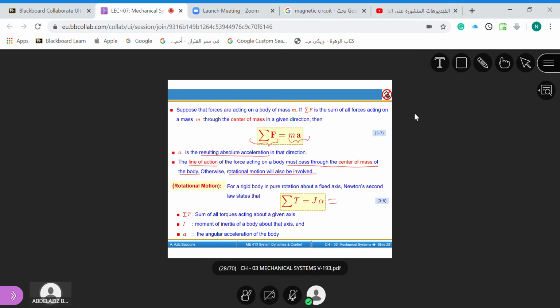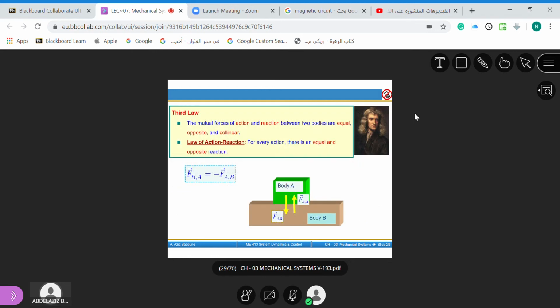Some textbooks use I times alpha. It's the same thing. Or I times theta double dot. Here alpha is the angular acceleration. So sigma T is the sum of all torques acting on the given body. This will be I if you want to use I. So I is the moment of inertia of the body, and alpha is the angular acceleration. This is the second law, how we write it.